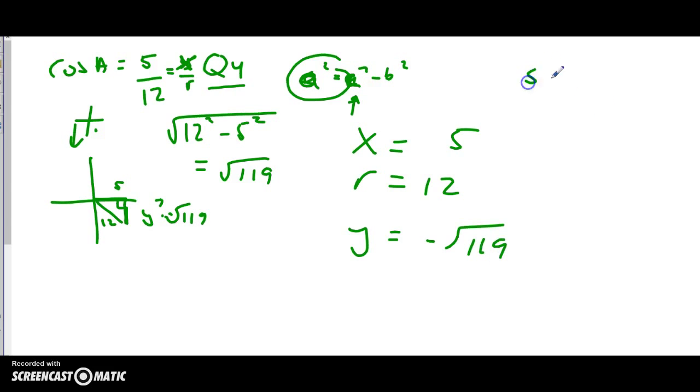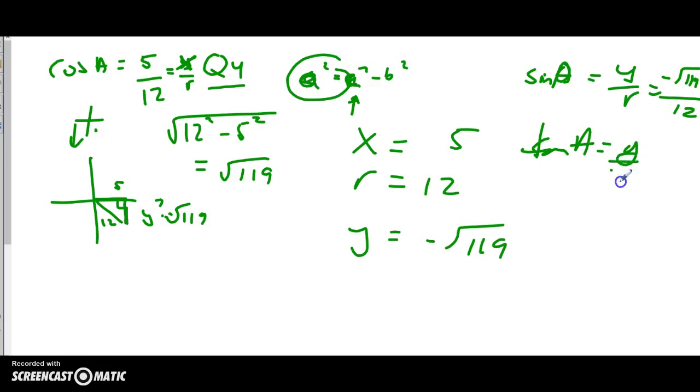So then when I go through and I say what's sine of alpha, or sine of a, I don't like to keep saying alpha, sine of a, that's y over r, so that's negative root 119 over 12. And then if I go tan a, that's y over x, and that is negative root 119 over 5. Okay, so those are the other trig ratios.